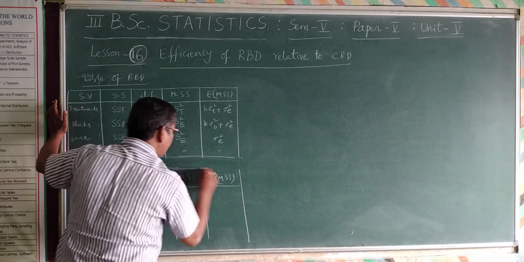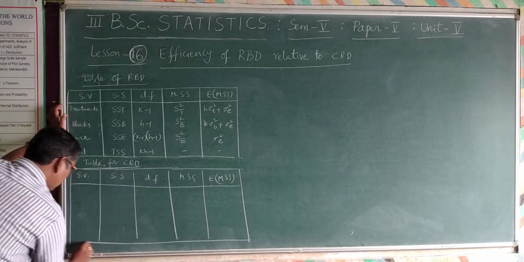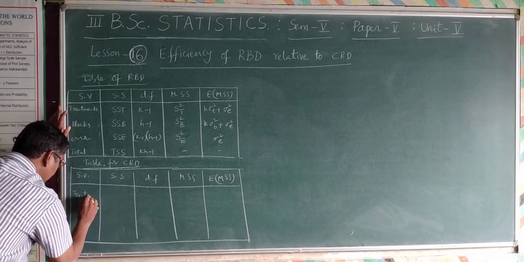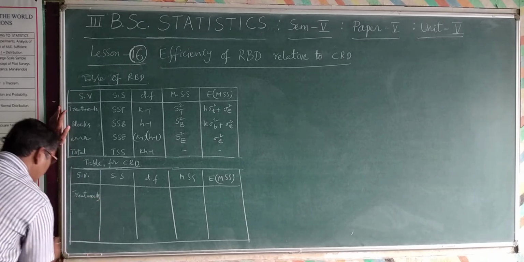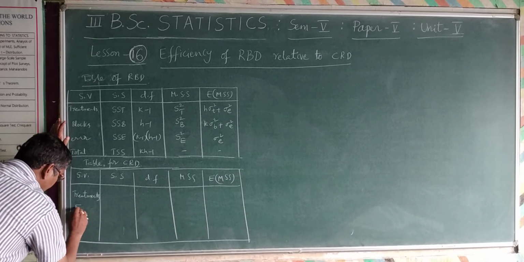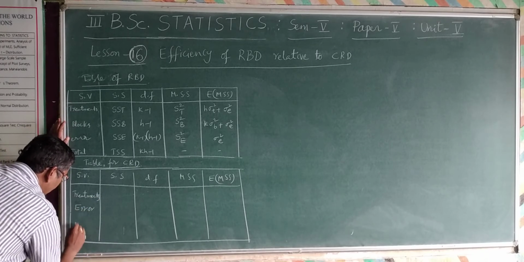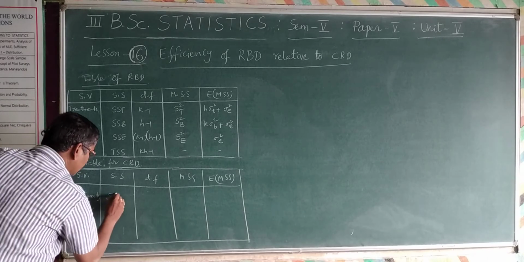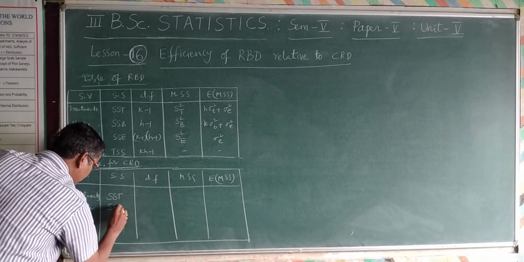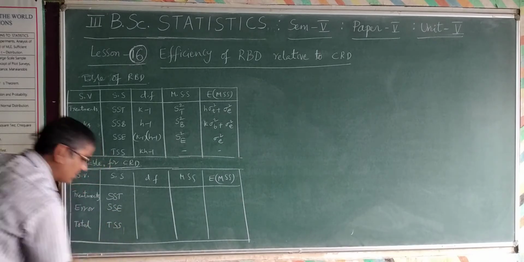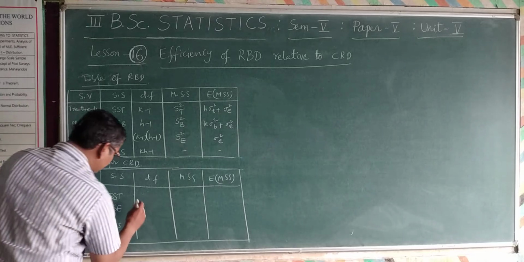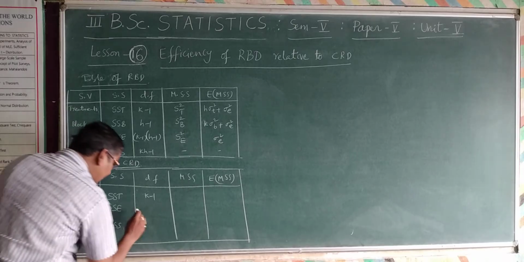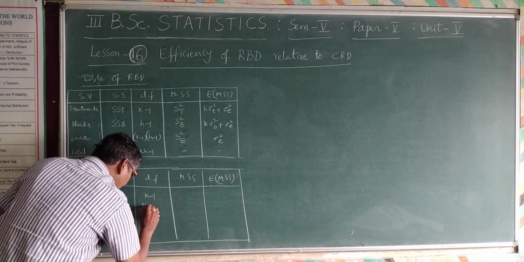So this is the table again that I considered, in which the sources of variation are treatments, error, and the total. Sum of squares: SST, SSE, and TSS, the total sum of squares. Degrees of freedom: here it is k minus 1. Degrees of freedom for error is n minus k.